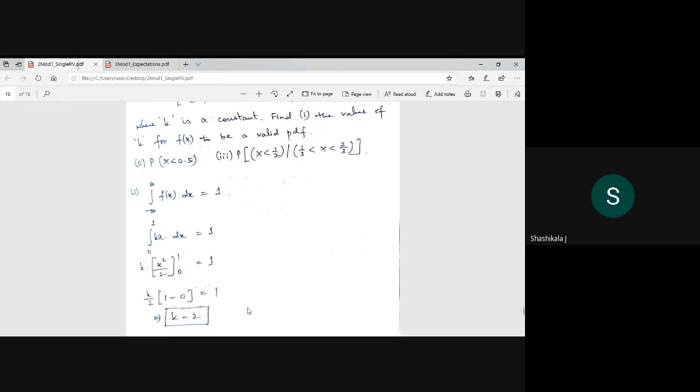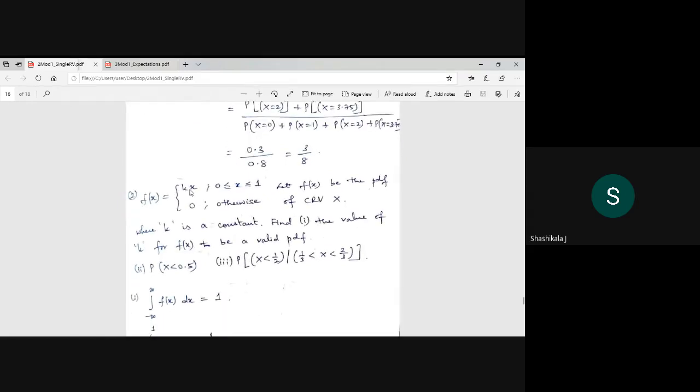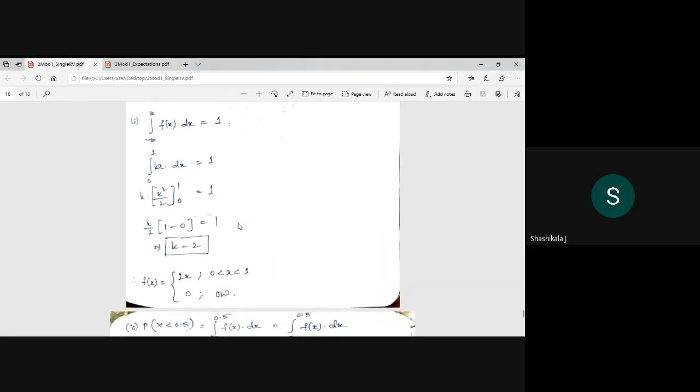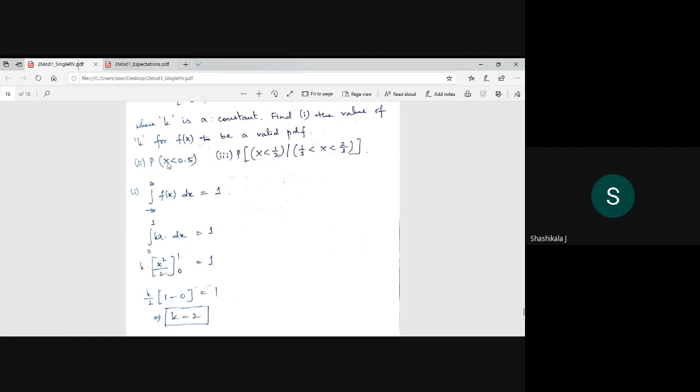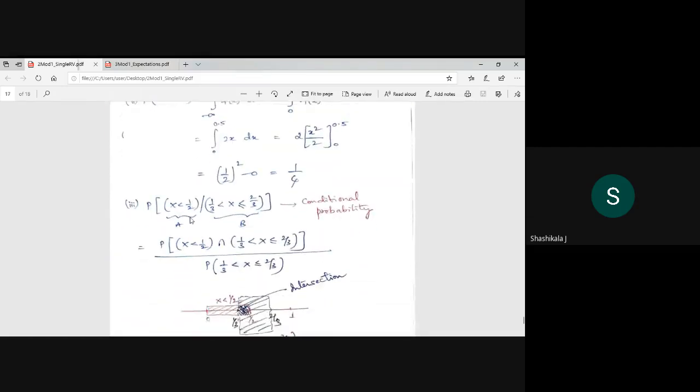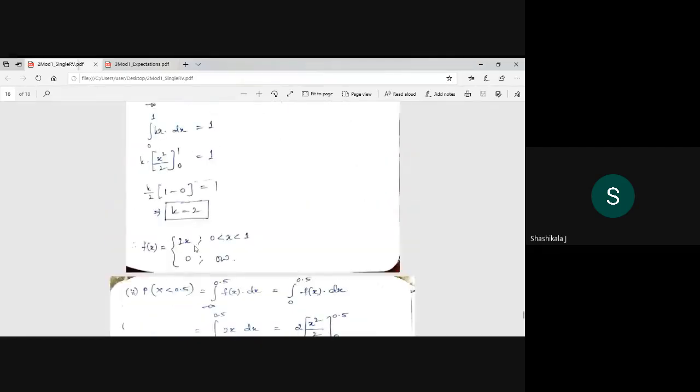Once you find k is equal to 2, you substitute the value of k here and write down f of x. What is the PDF value in between? Next, you have to calculate the probability that x is less than 0.5. Please assume that f of x is 2x. Consider the graph: at x equal to 0, what is the value of the PDF? It is 0. At x equal to 1, it is 2. And at x equal to 2, it is 4.